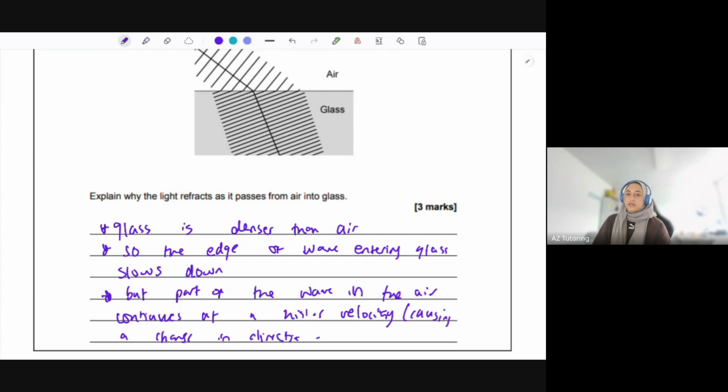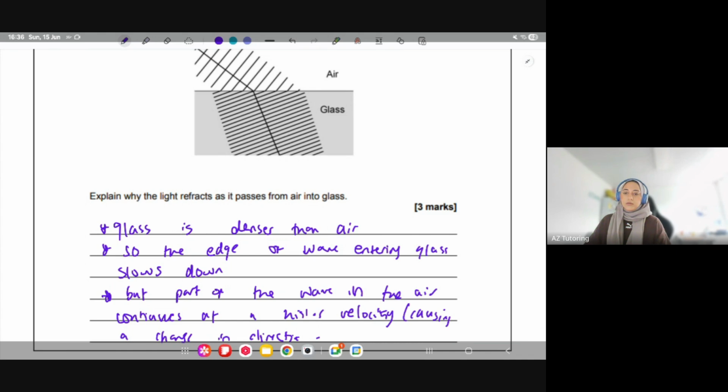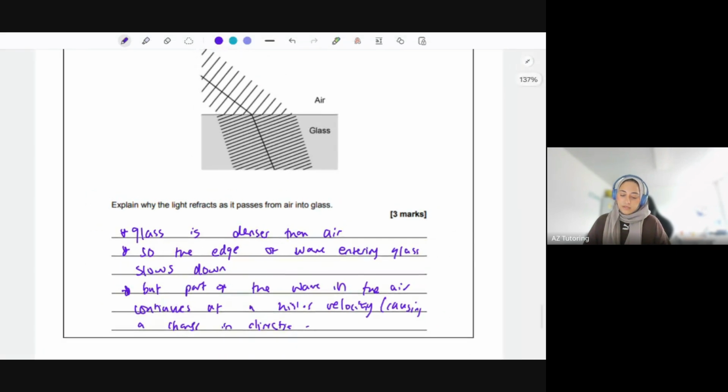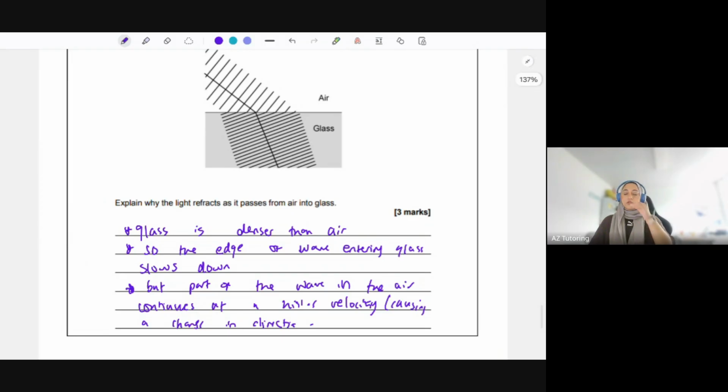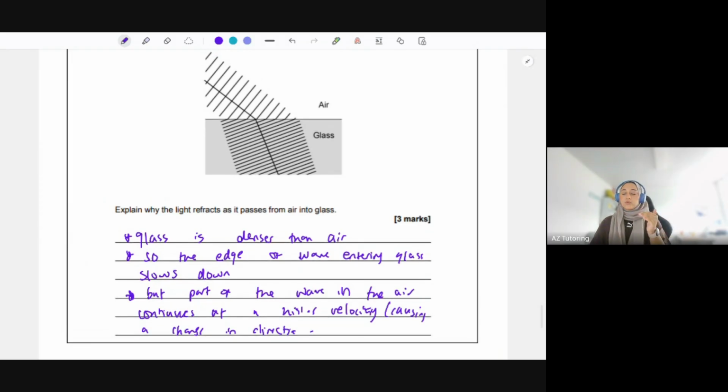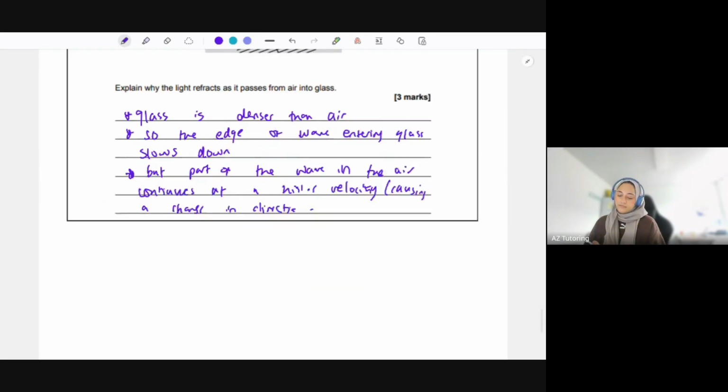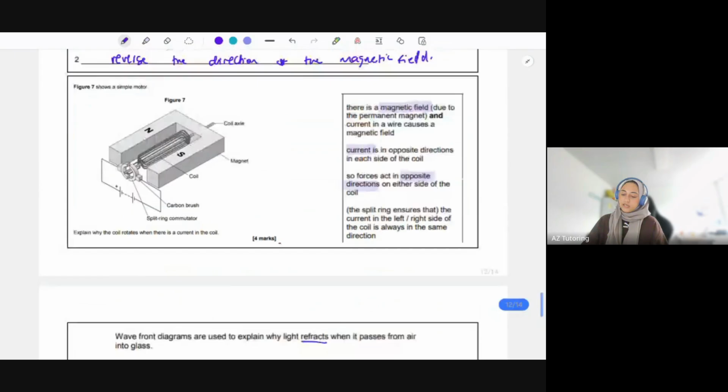So I'll just explain that again once more. Glass is denser than air. So because glass is denser, the speed of the wave is going to change. So the speed is higher in the air and it's lower in the glass. So because there's a difference in speed, that's what's causing the bend. So that's the last part of that covered.